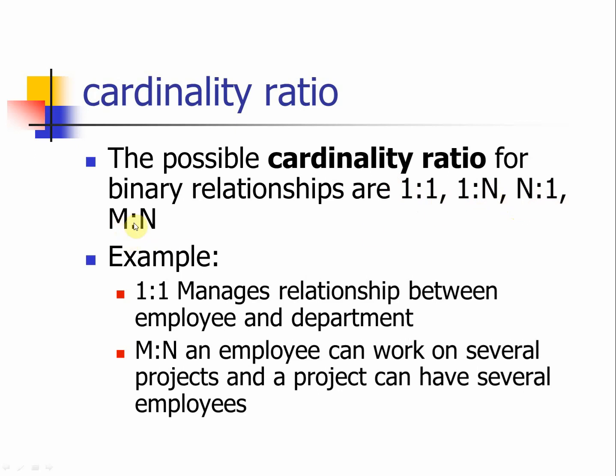The next one is the m to n relationship. This is the most complicated one, so we will discuss this in the next example as well. So for example, the manager's relationship is one-to-one, indicating that you can only manage one department and every department has only one manager. M to N is, an employee can work on several projects. So every employee can work on several projects and every project can be worked on by several employees. And therefore, this is the best example to describe the M to N relationship.